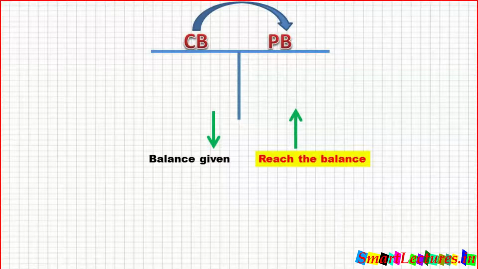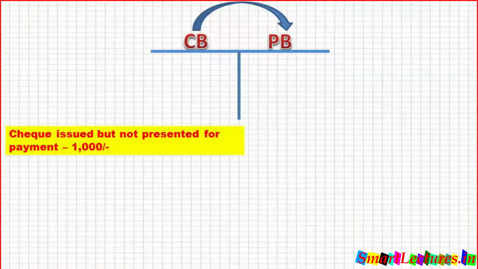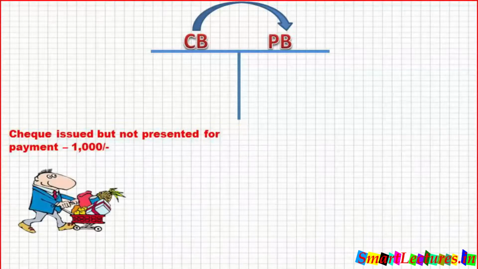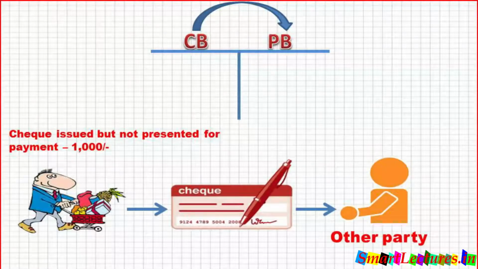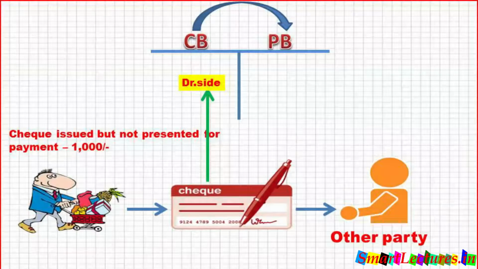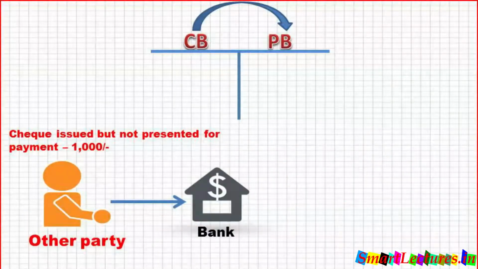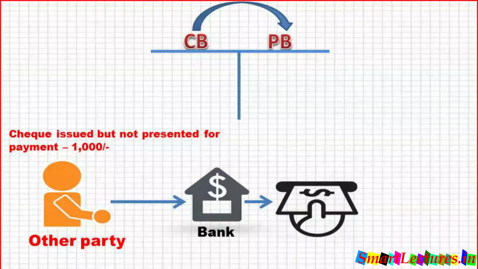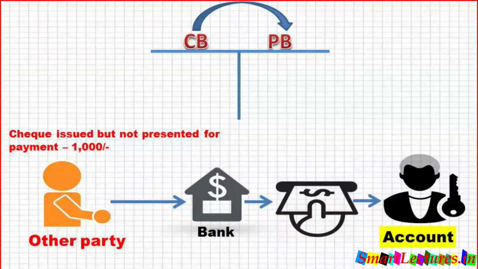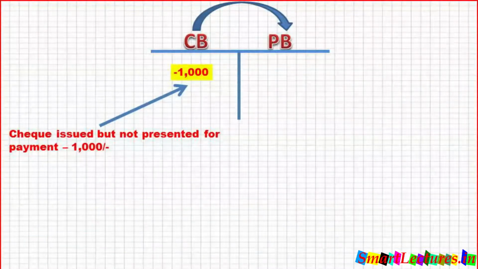Let's see actually what happened. We issued a check of rupees 1,000 but not yet presented for payment. It means we bought something, we are going to assume, and we issued a check of 1,000 to some party, and when we issue the check we immediately note it down in our cash book, and that person will go to the bank and withdraw rupees 1,000 from our bank account. We assume in this way. So what happened? When we issued the check, we immediately put minus 1,000 in the cash book.